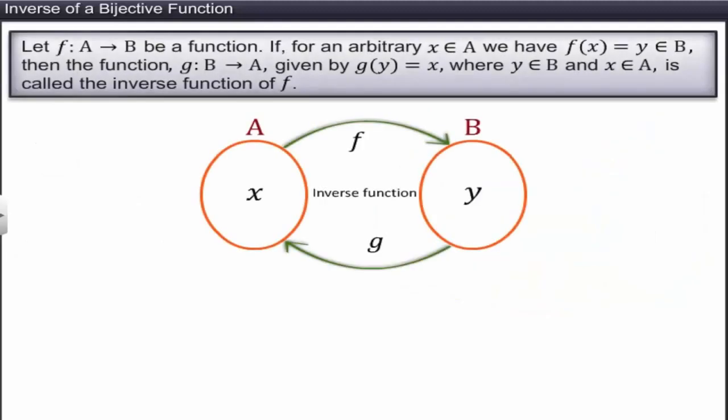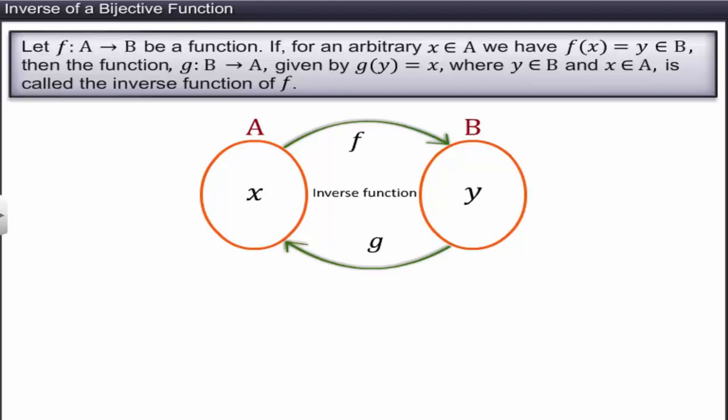Let f be a function from A to B. If for any arbitrary element x belonging to A, we have f of x is equal to y in B, then the function g from B to A given by g of y is equal to x, where y belongs to B and x belongs to A, is called the inverse function of f.